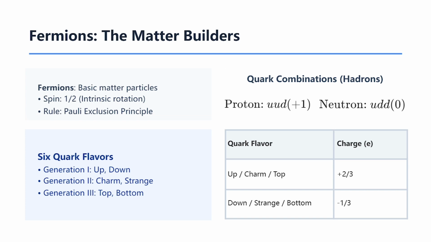Take a look at these formulas. A proton is made of 2 up quarks and 1 down, totaling a charge of +1. A neutron, on the other hand, uses 1 up and 2 downs to reach a neutral charge of 0. This simple subatomic arithmetic is what makes the building blocks of every atom possible.